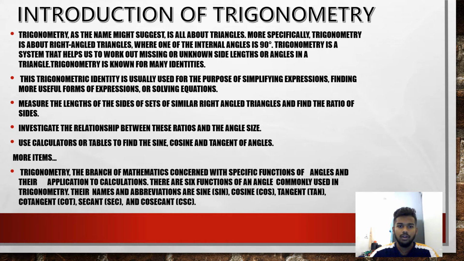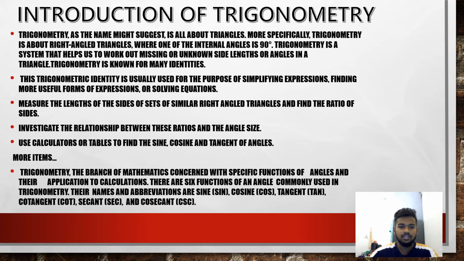Trigonometry is known for many identities. These trigonometric identities are usually used for the purpose of simplifying expressions, finding more useful forms of expressions, or solving equations. Moreover, it measures the length of the sides of sets of similar right-angled triangles and finds the ratio of sides. Thus, it investigates the relationship between these ratios and the angle size.